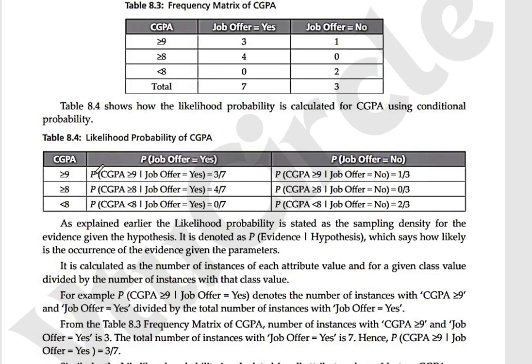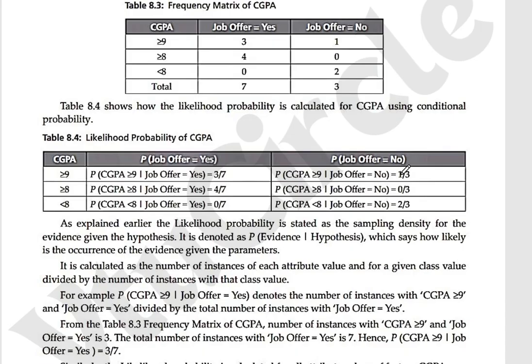CGPA. For the CGPA, the P of CGPA greater than or equal to 9 and job offer is equals to yes equals 3 of 7. That is 3 instances are yes for the CGPA greater than or equal to 9 out of the 7 yes instances. This is the exact meaning of this statement. That is, the 3 instances of CGPA greater than or equal to 9 are yes for the job offer out of the 7 yes instances.